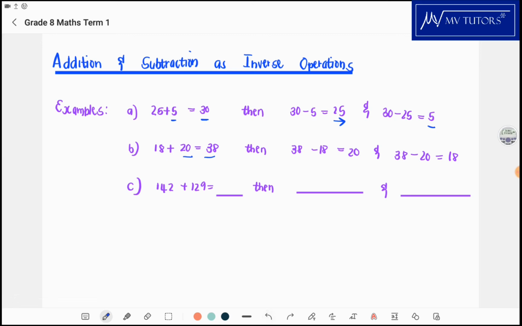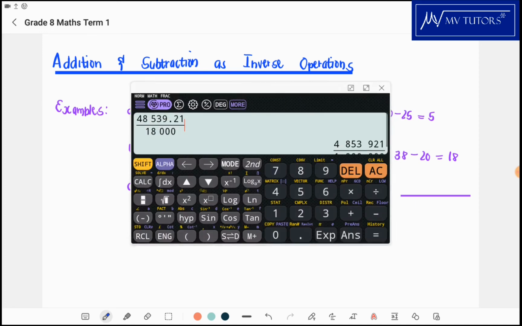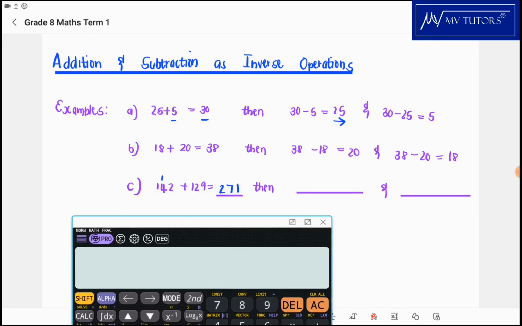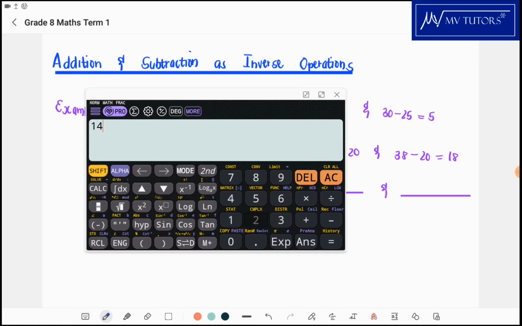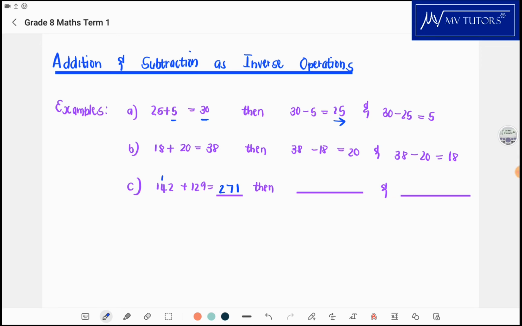I'm going to give you a few seconds. You can actually pause and do C. We have 142 plus 129. What will that be equal to? All right, let's look at it together. So 2 plus 9, that's 11. We carry 1. 4 plus 2, that's 6, plus 1, it's 7. And 1 plus 1 is 2. All right, you can also check in the calculator. That will be 142 plus 129. That's 271.